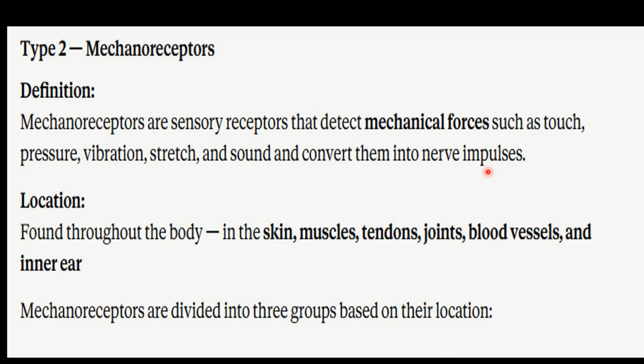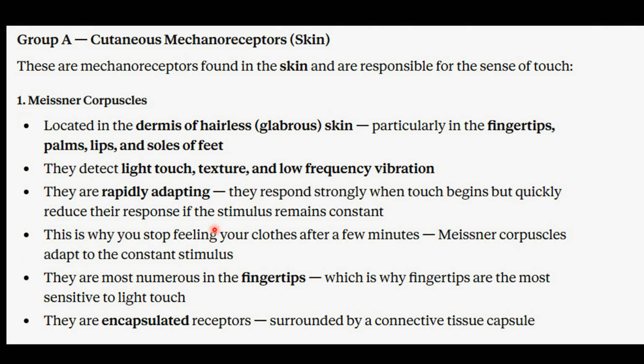Now location: it is found throughout the body in the skin, muscle, tendons, joints, blood vessels and inner ear. Okay, so location is also clear. Now we will talk about the overall category, like how it is divided into three groups based on their location. So here is the first group, which is cutaneous mechanoreceptors, or skin. These are mechanoreceptors found in the skin and are responsible for the sense of touch. Now in group 1 we have multiple types of receptors, so one by one we will learn each.